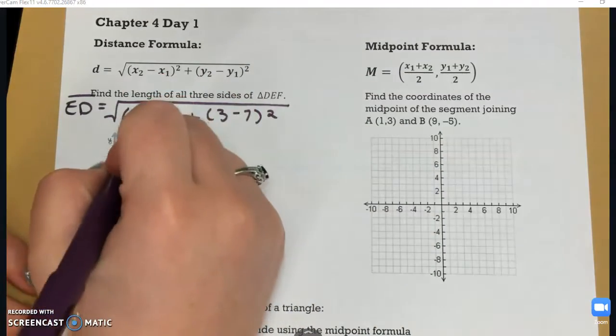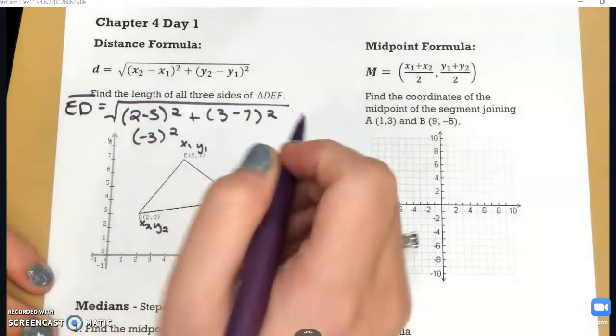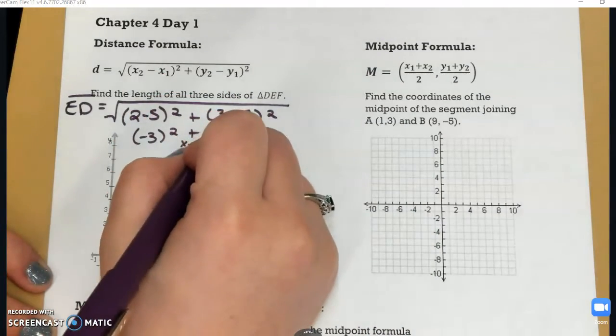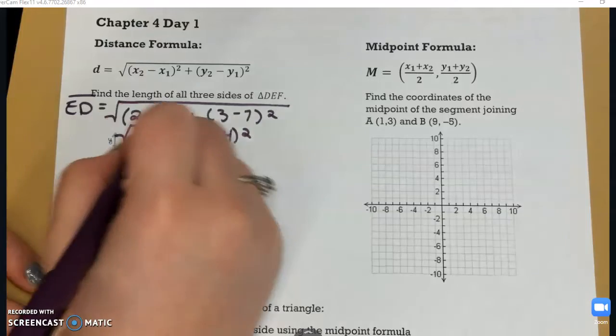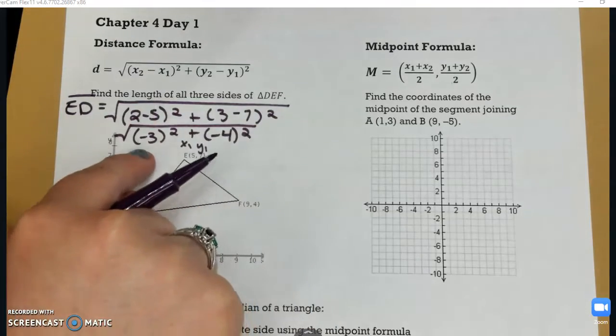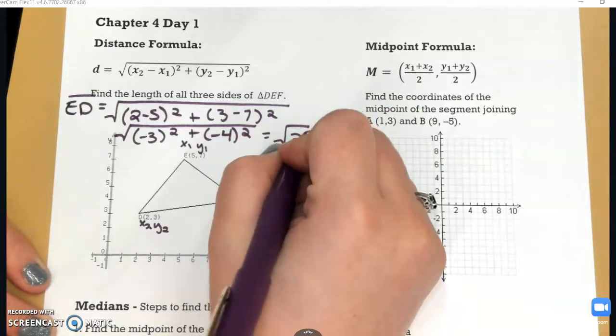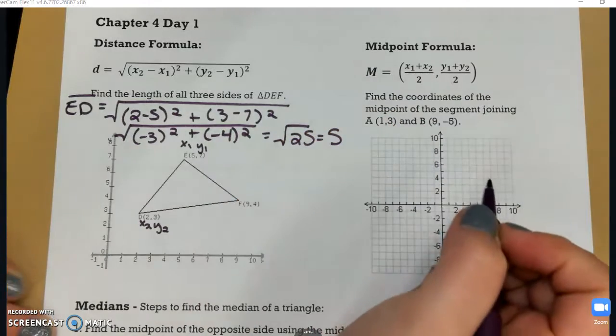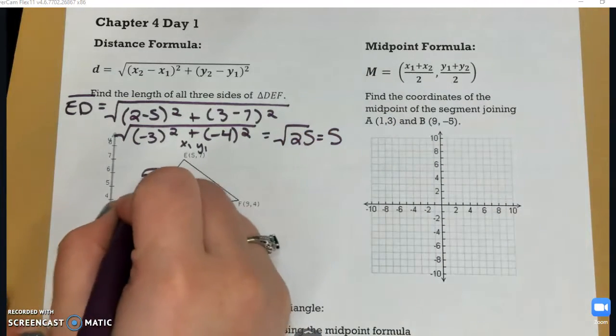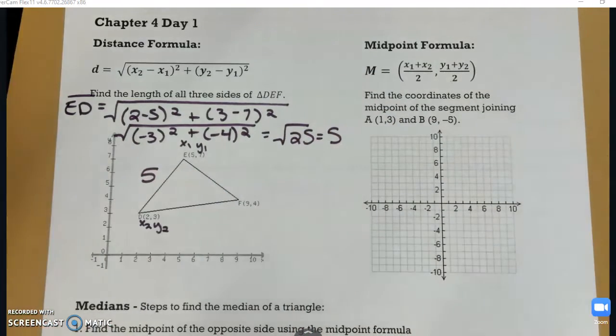2 minus 5 is negative 3. 3 minus 7 is negative 4. Negative 3 squared is 9. Negative 4 squared is 16. 9 plus 16 is 25. The square root of 25 being 5. So ED is 5 long.